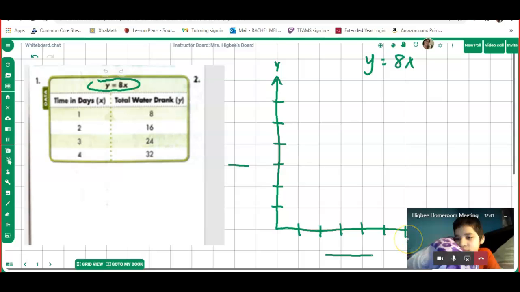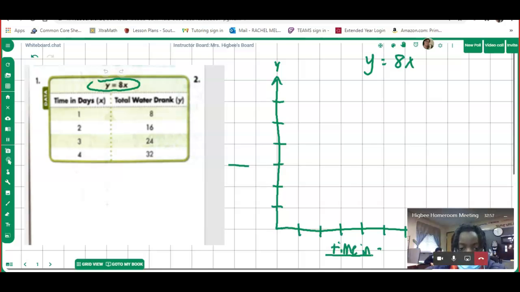What is my label for my x-axis? Look at the table there. What's the label? Time in days. Excellent. And what is my label for the y-axis? Total water. Excellent. You see how I'm labeling it?